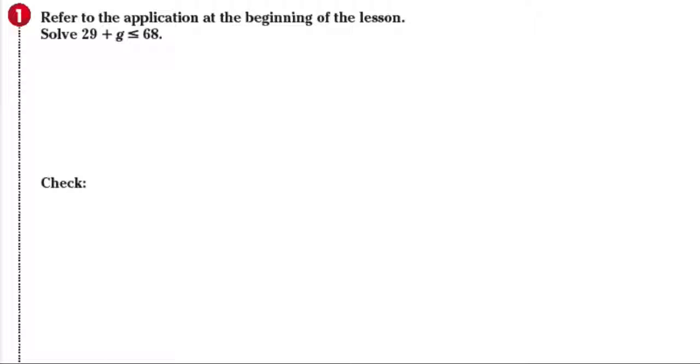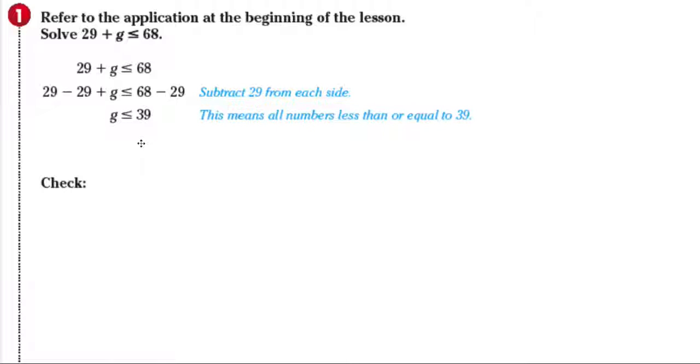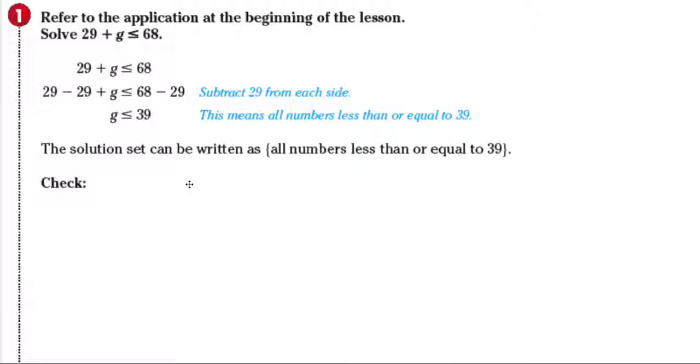First things first, we copy the problem: 29 plus g is less than or equal to 68. Then we want to undo 29 by subtracting 29 from both sides of the inequality, and we end up with g less than or equal to 39. This means that all numbers less than or equal to 39 will be the solution for this inequality. So the solution can be written as all numbers less than or equal to 39. Now the brackets are important, because later on we'll find out that is what we call the set builder notation form.